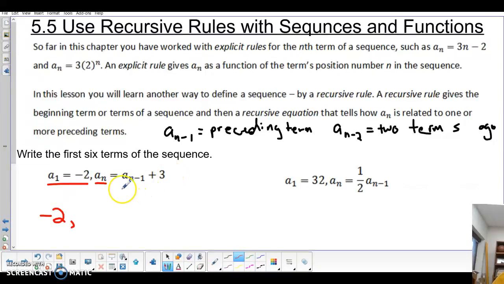So if I want to find the next term in my sequence, I take the term that came right before it, negative 2, and I add 3 to that. So what's negative 2 plus 3? That's going to be 1. And then to find the next term, I take the previous term, in this case 1, and add 3 to it. So 1 plus 3 is 4, and 4 plus 3 is 7, and 7 plus 3 is 10, and 10 plus 3 is 13. So there's 6 total terms. And to find each term, I took the term right before it and added 3. That's an example of using a recursive rule to write the first 6 terms of a sequence.